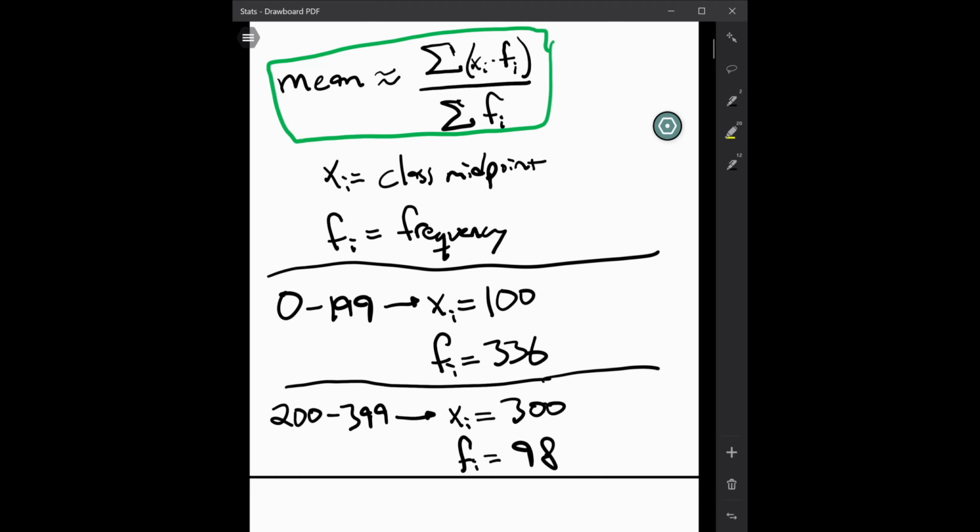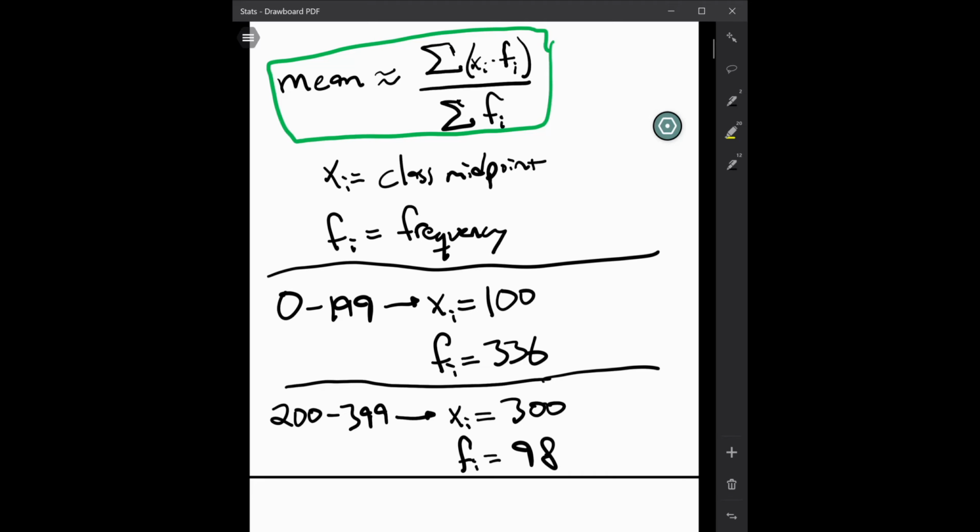Now, let's actually get to the formula. The formula here is going to be in green. It's the sum of these xi times fi's divided by the sum of all my fi's. Now, what do all these mean? Xi is my class midpoint, meaning the middle number, and fi is my frequency, meaning how many were in that category or in that class.